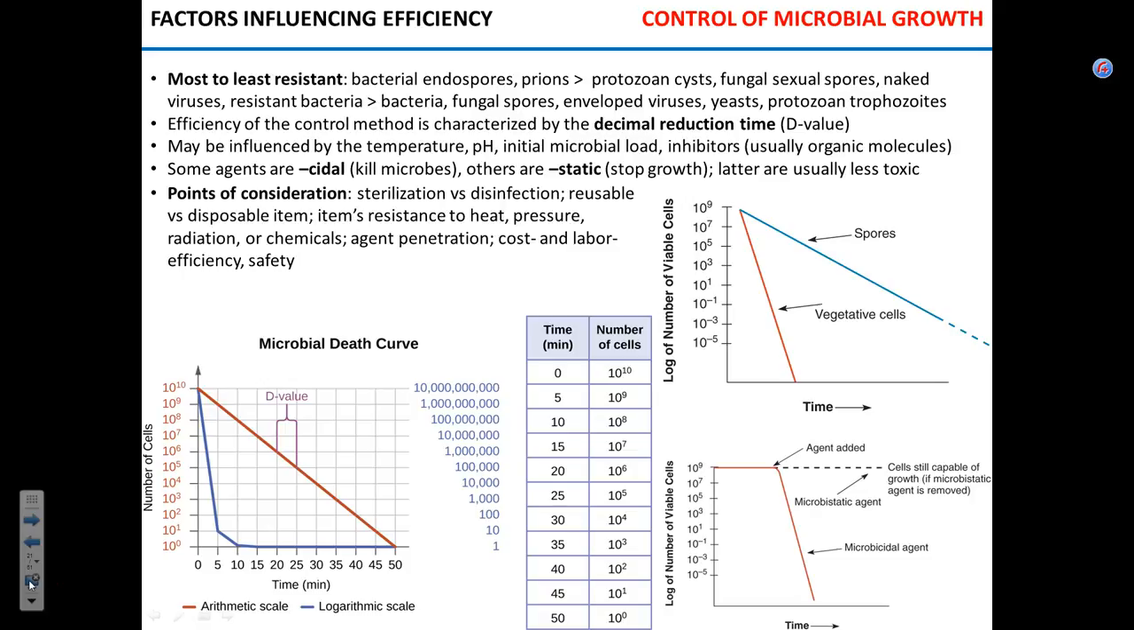So, what are the most important factors that we have to take into account when we consider what to use for control of microbes? Well, first and foremost, the nature of microbes. This lineup represents the different microbial forms going from the most to least resistant. Bacterial endospores are really hard to kill.